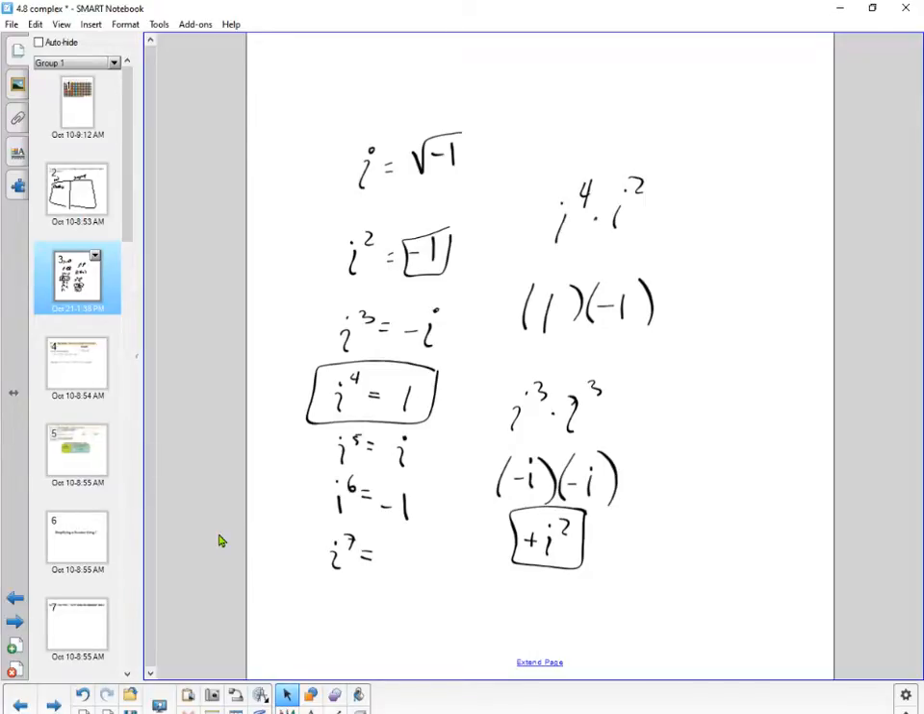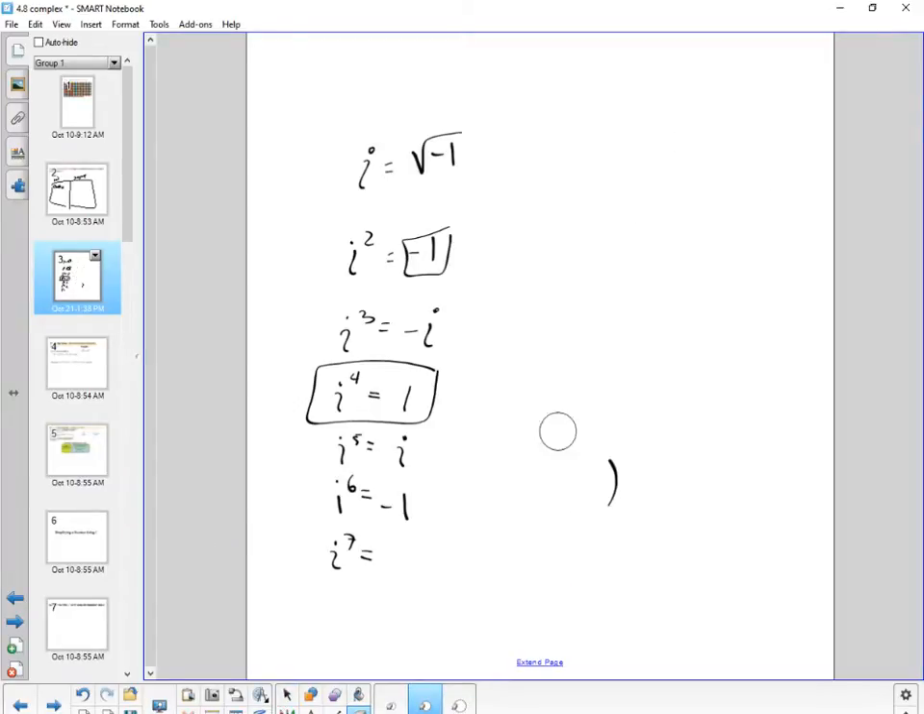Luis, what'd you get for i to the seventh? You don't know? So let's take a look here. We could break that up into i to the fourth and i to the third, right? What's i to the fourth? 1. So do I need this? Kind of, but not really, right? And then what's i to the third? Negative i. So I'm going to get negative i. How about i to the eighth? 1. Yeah, it is 1. How do you know it's 1?